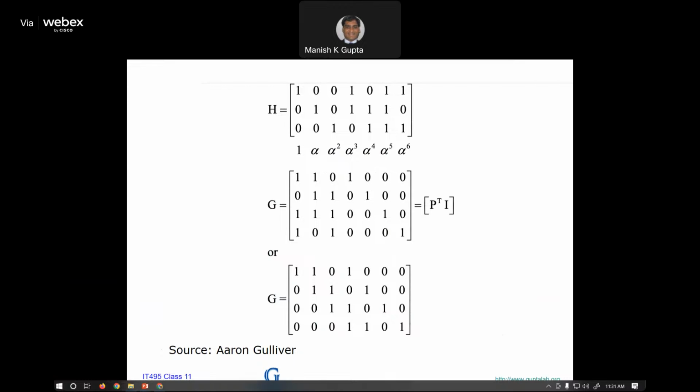what modification should I do in this parity check matrix? Forget about G right now. I don't worry about G. What modification should I do in the parity check matrix so that I can correct two errors?